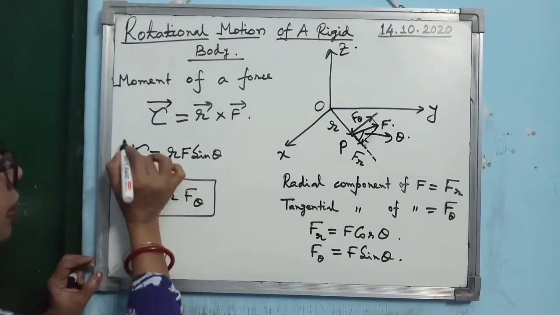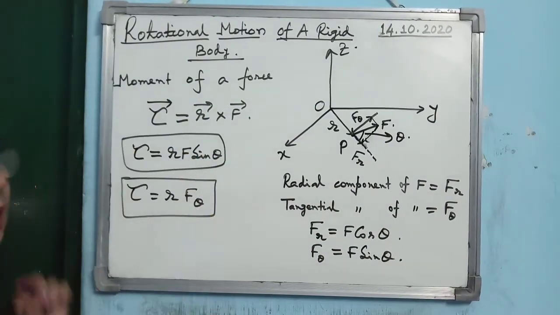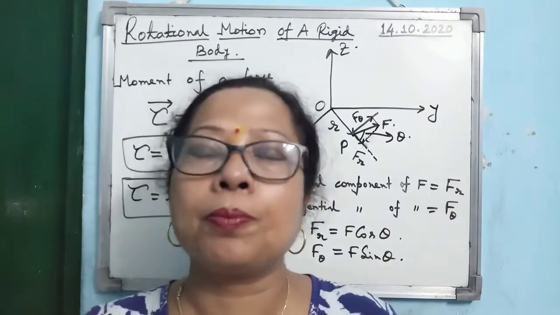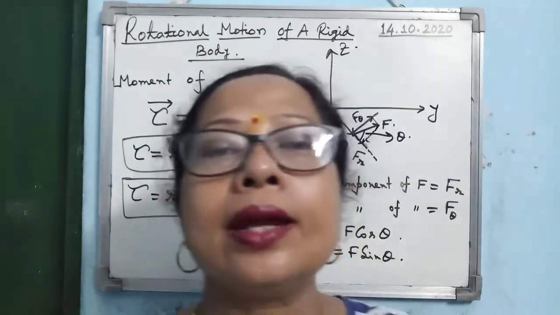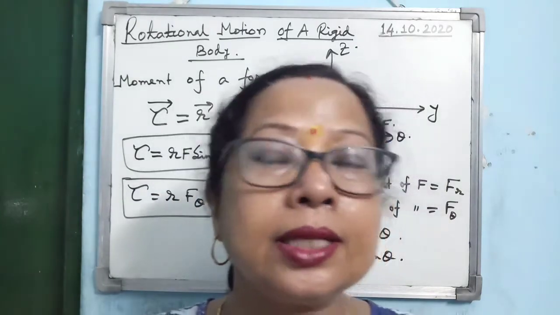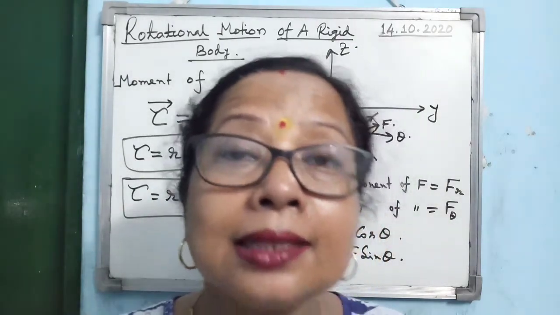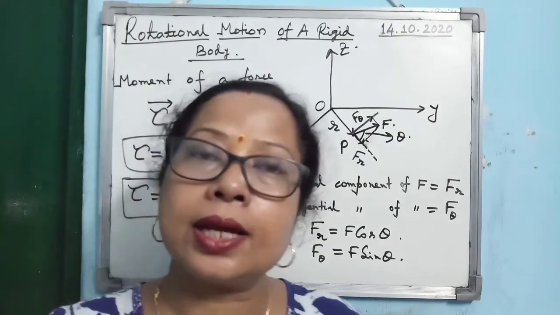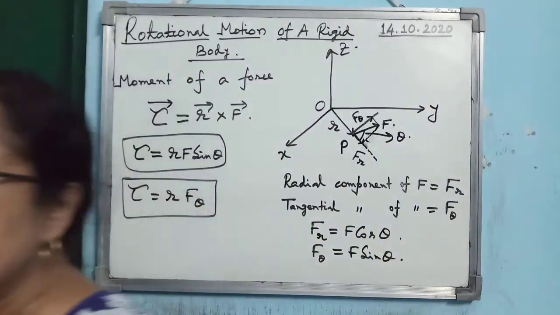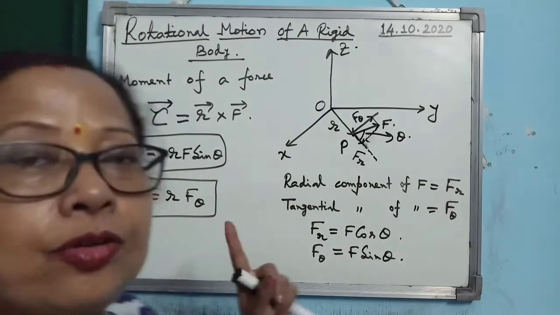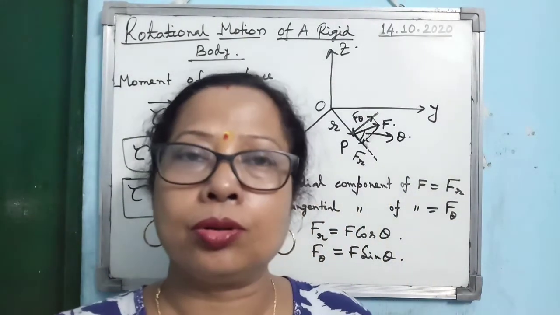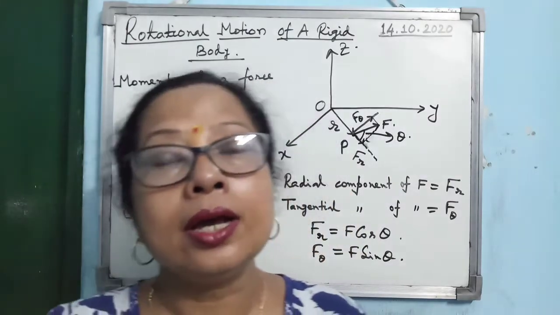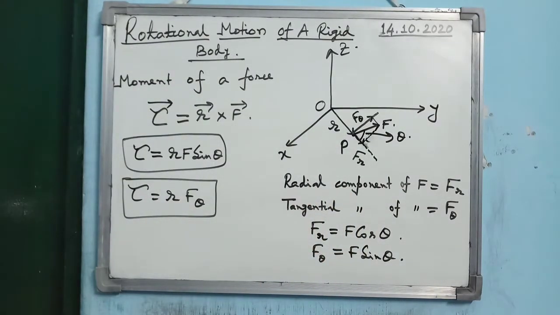So here are the formulas you must learn and remember. Torque is equal to R cross F, the cross product of position vector and force applied. So torque is equal to R F sin theta, where theta is the angle between R and F. And the third one, the most important, is that torque is given by R F theta, where F theta is the transverse or tangential component of the force. So remember that the radial component does not have any role in rotational motion. The rotational motion is created due to the transverse or tangential component of force.